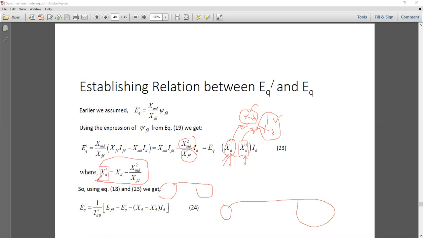What is xd dash? Again, xd is the d-axis reactance. So xd dash should be the d-axis transient reactance. Then we use equations 18 and 23, and we finally get the third dynamics in terms of eq dash dot. There is a dot. This is the dynamic equation. So this is our third equation.